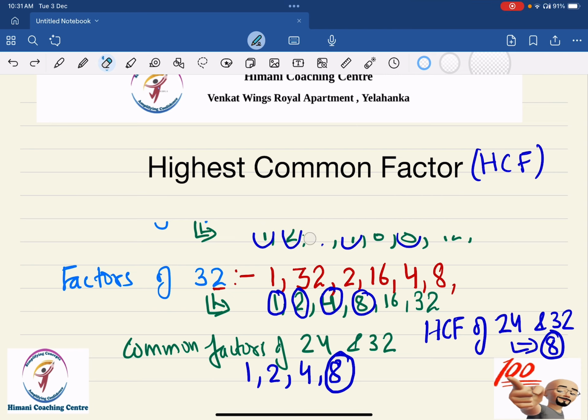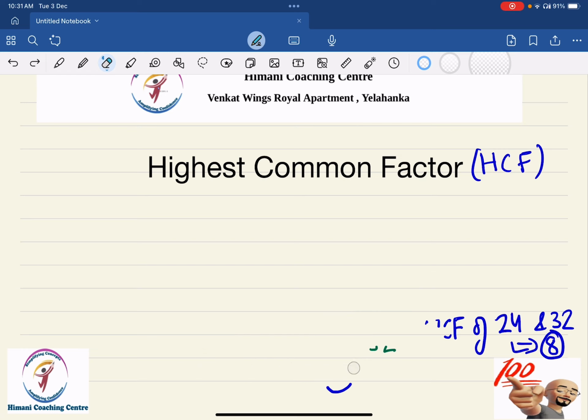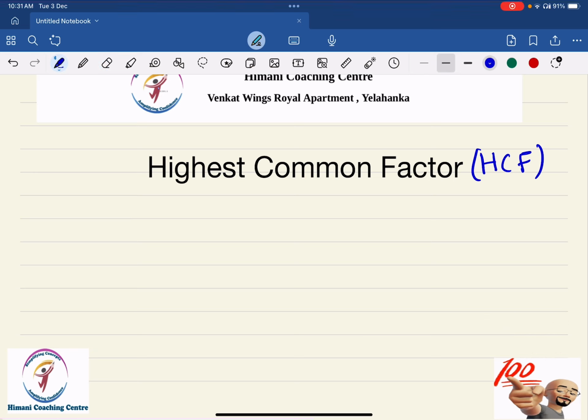So let me erase like this so that the topic remains on the screen. What I want you to do now is find common factors of the numbers which I am writing. One number is 36 and the other number is 48. Find the common factors of 36 and 48, then write the common factors in ascending order.